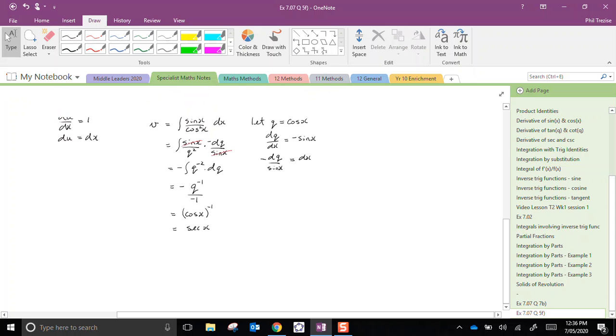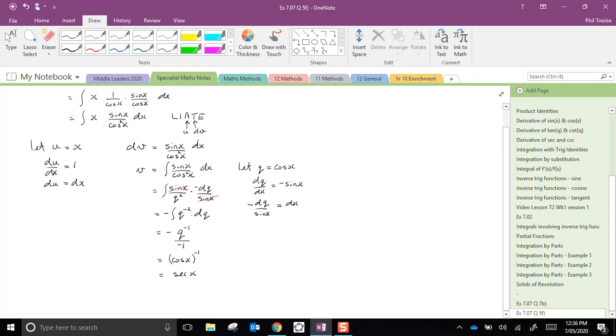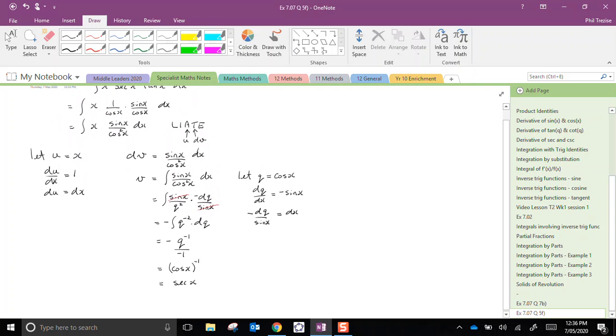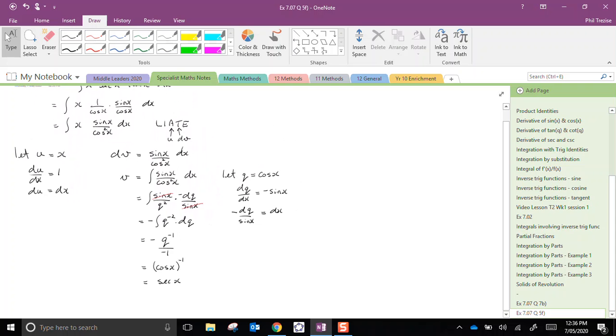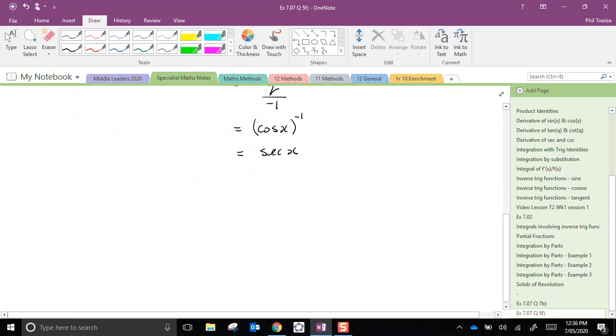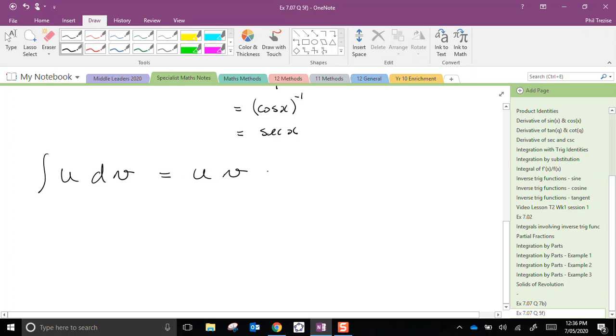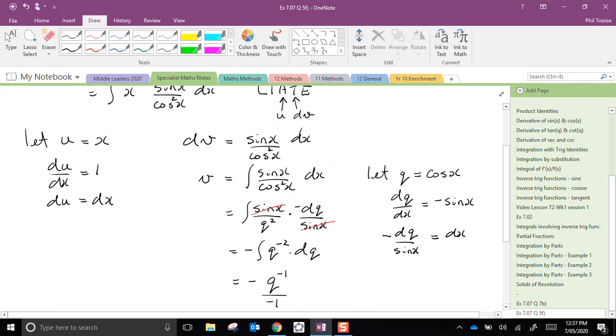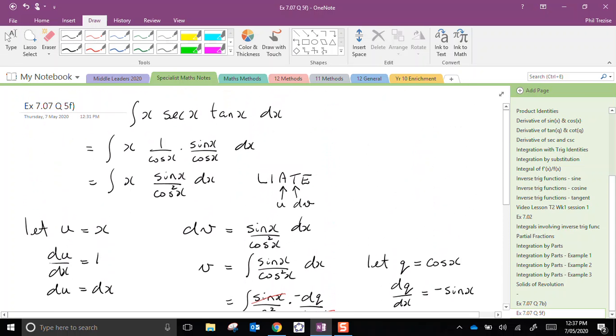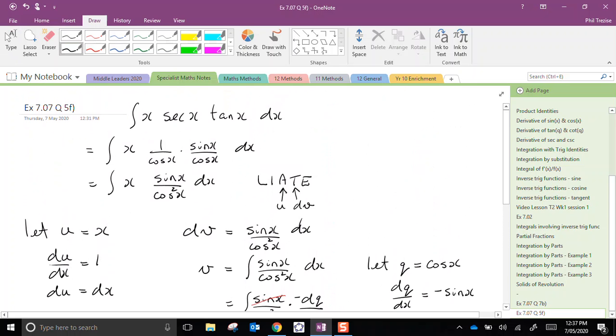So that was slightly more involved than perhaps we would normally have, but we're now ready to apply our integration by parts formula to what we originally had there. So let's do that. So integration by parts, the integral of u dv equals u multiplied by v, subtract the integral of v du. So if we just run back to the top, remember u was x and dv was this sine over cos squared, but that's equivalent to sec x tan x. So it's really what we're talking about here.